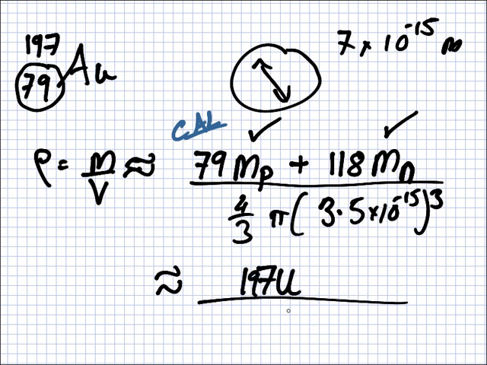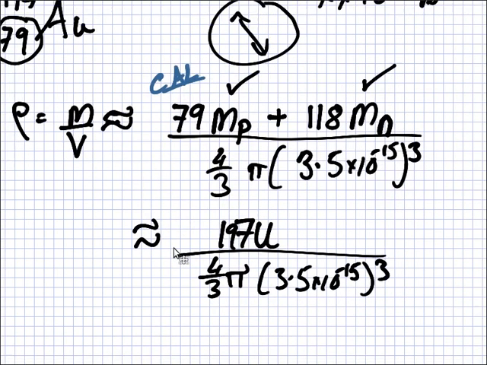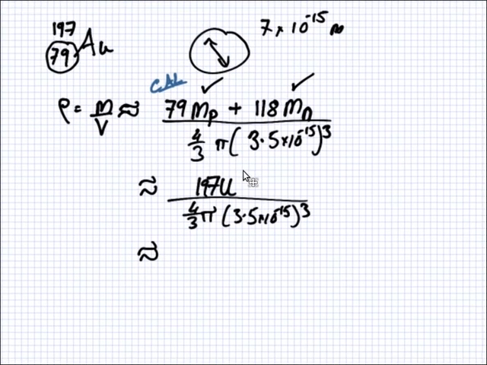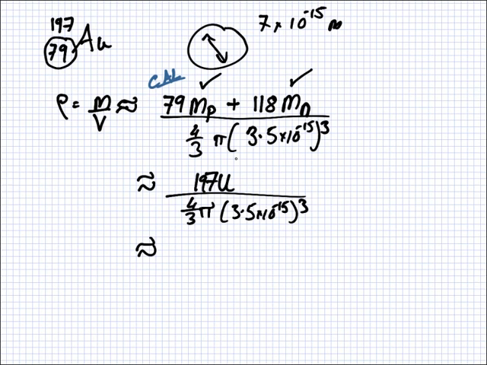197U over 4 over 3 pi 3.5 times 10 to the minus 15. Okay. And U is in the formula book. So can you type that in? Times 10 to the power 18. 1.83. Now, okay.